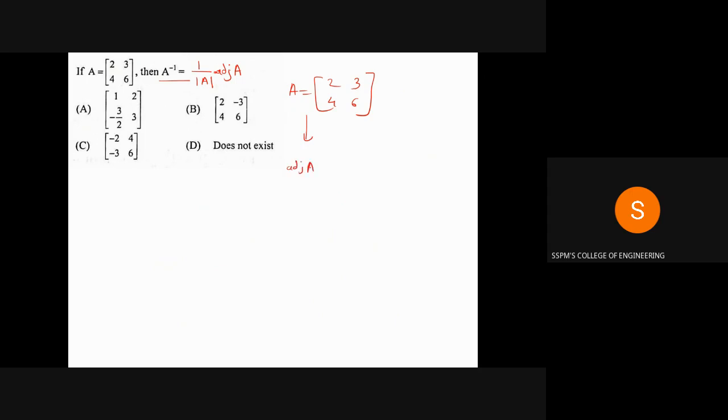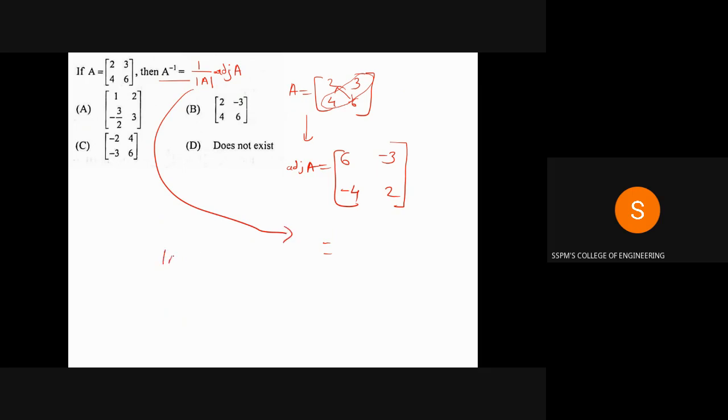So adjoint of A is, see again, these 2 and 6, their positions are interchanged. So 6 comes here, 2 goes here. And this 4 and 3, their signs are changed. 3 becomes minus 3 and 4 becomes minus 4. This is the adjoint of A. Now how to calculate this? 1 upon determinant of A.